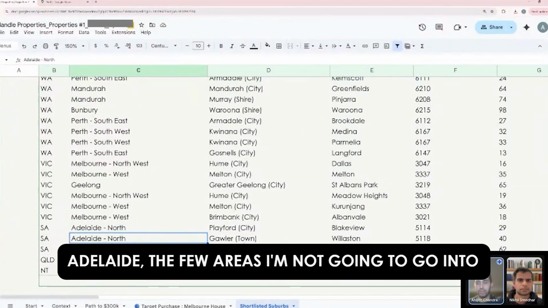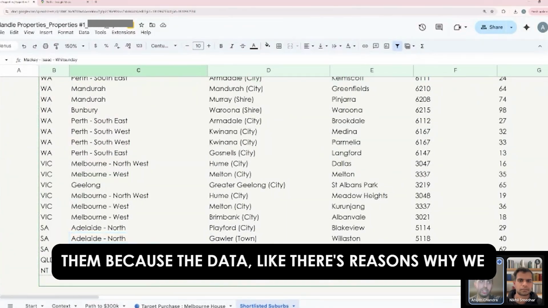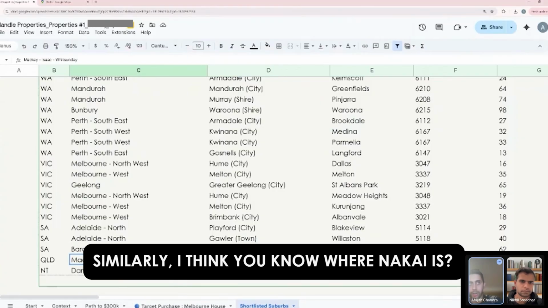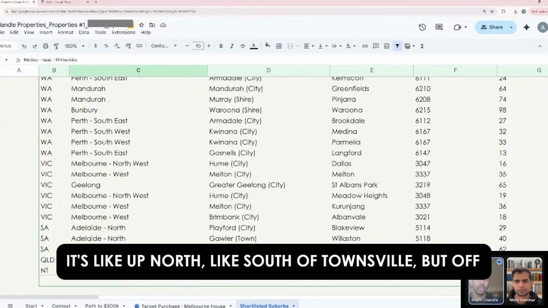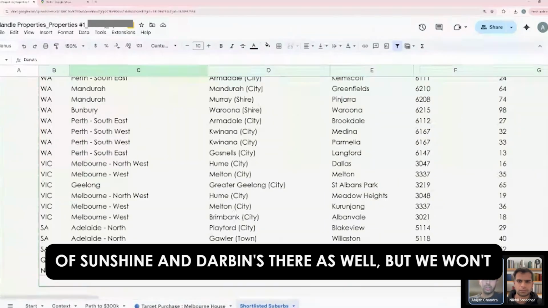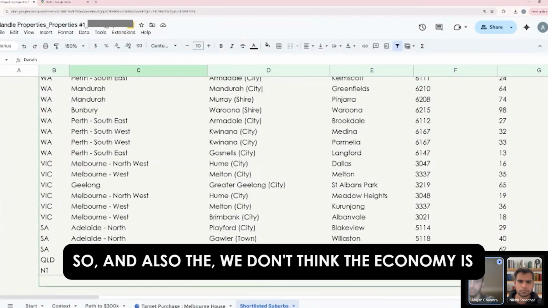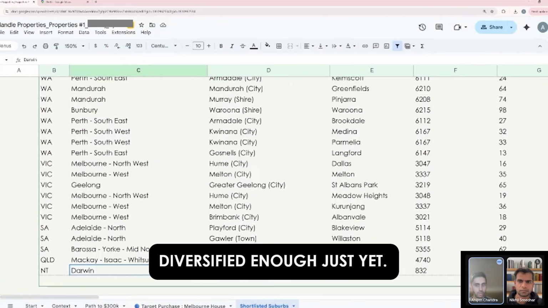Adelaide, there's a few areas. I'm not going to go into them because of the data, there's reasons why we won't go there. Similarly, I think you know where Mackay is. It's up north, south of town a little bit. North of Sunshine, and Darwin's there as well, but we won't go there because there's infrastructure projects coming in, and also we don't think the economy is diversified enough just yet.